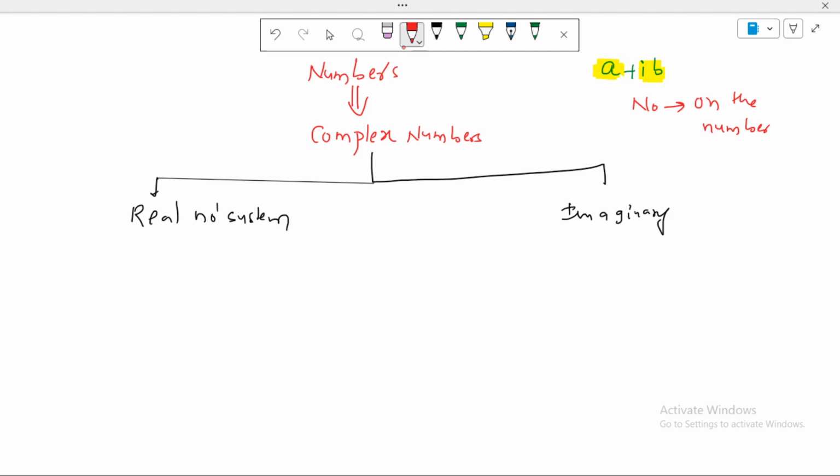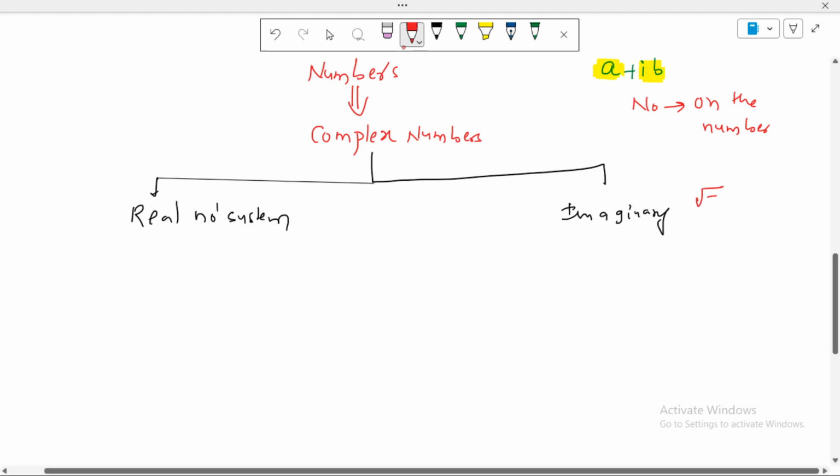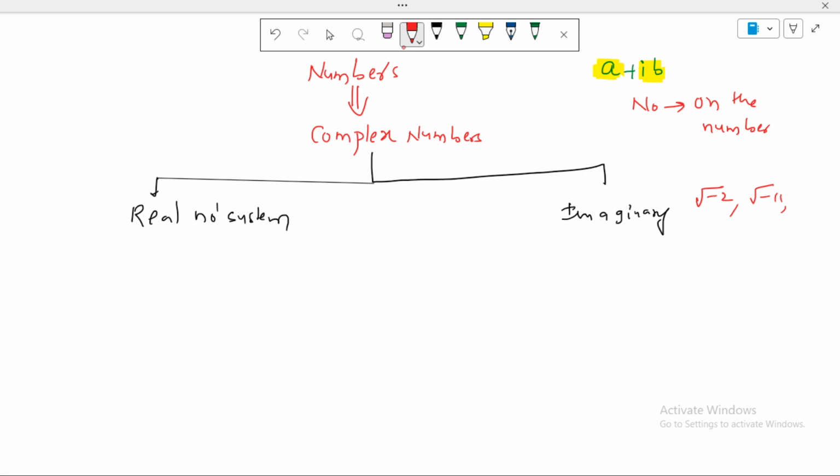You can take a different example: square root of minus 2 or square root of minus 11. These kinds of numbers we cannot express on the number line. Even square root of minus 1. Usually the square root of minus 1 is equal to i, where i is iota, which means i square is equal to minus 1. So complex numbers have two parts: the real number system and the imaginary number system.